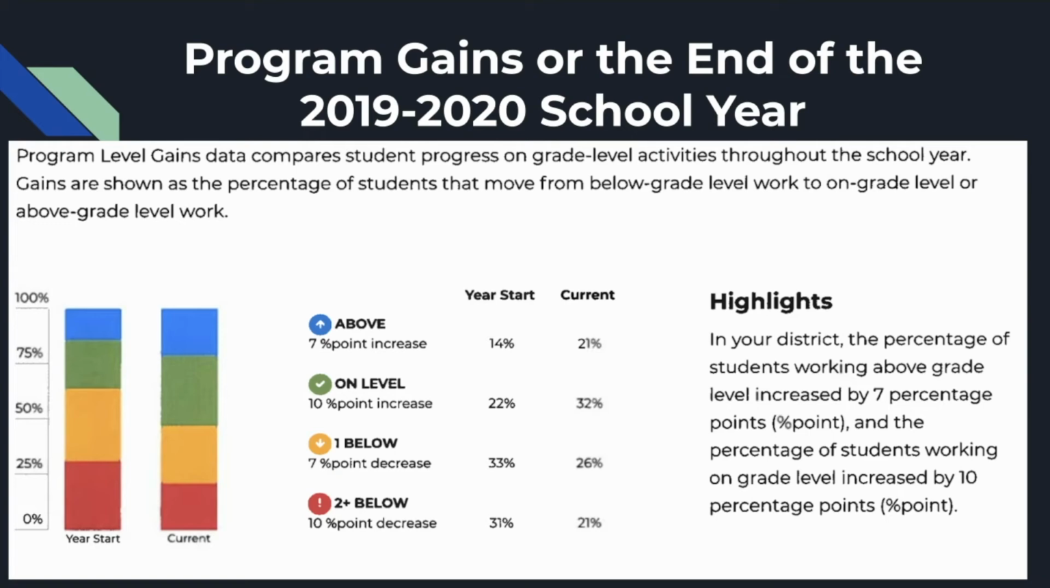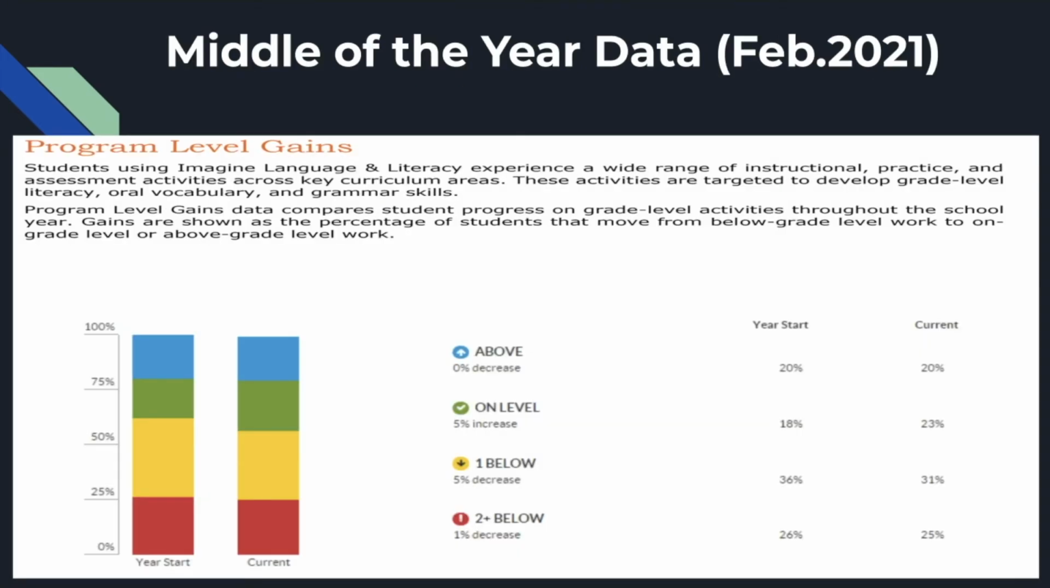Again, that was at the end of the 2019-2020 school year. Again, due to COVID, we only have our middle of the year data when we look at it for this year. So this was looking at our data from February 2021. So right halfway through the year, you can see that we had a 2% decrease for the students working below grade level, 2 years below grade level. It was a 1% decrease.